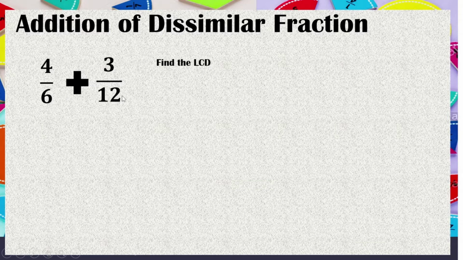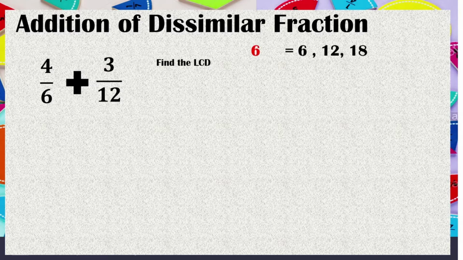So, gagamit tayo ng LCM, least common multiple. Katulad ng dati, kung paano natin kinukuha ang multiple ng isang number. So, yun ang gagamitin natin. Sa module nyo, ang ginamit dyan kung paano magkuha ng LCD ay gumamit ng division. Okay? Division siya. So, ngayon, para mas madali sa inyo, gagamit tayo ng LCM. Kukunin lang natin ang multiple ng dalawang denominator.